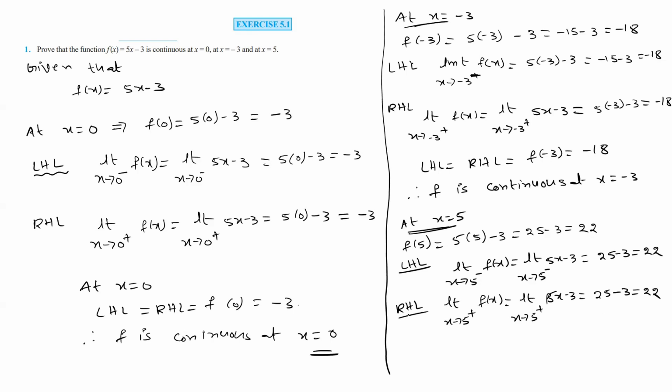is 22 here. So here LHL is equal to RHL is equal to f of 5 is equal to 22 we are getting. Therefore, f is continuous at x equal to 5 here. So the given function is continuous at 0 and minus 3 and minus 5, sorry, plus 5 as well here.